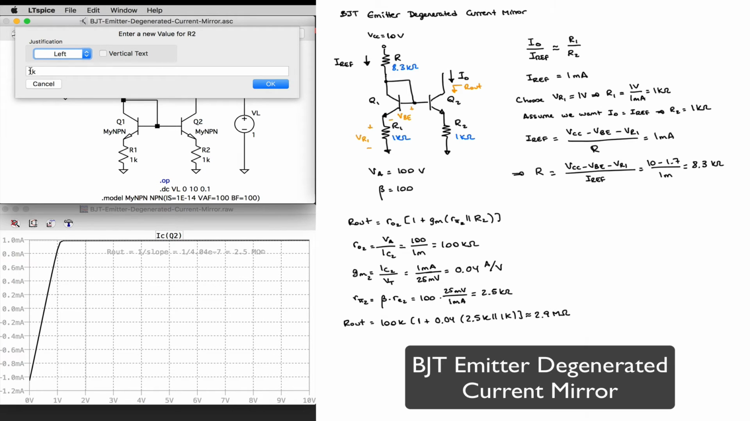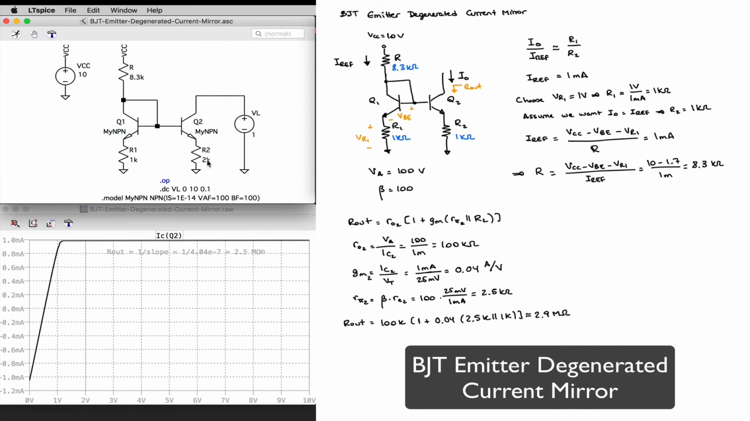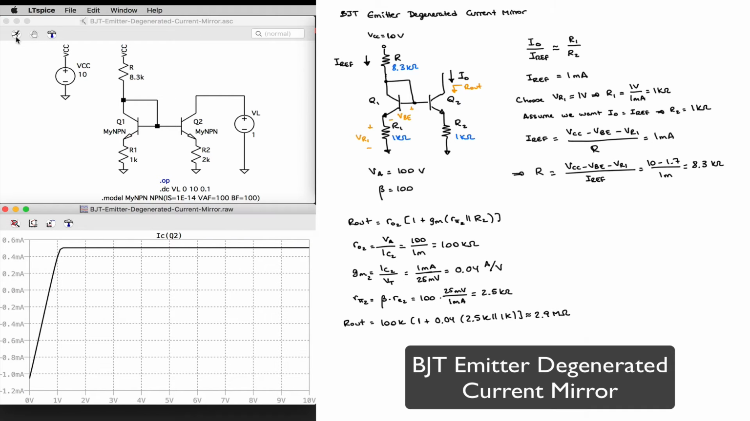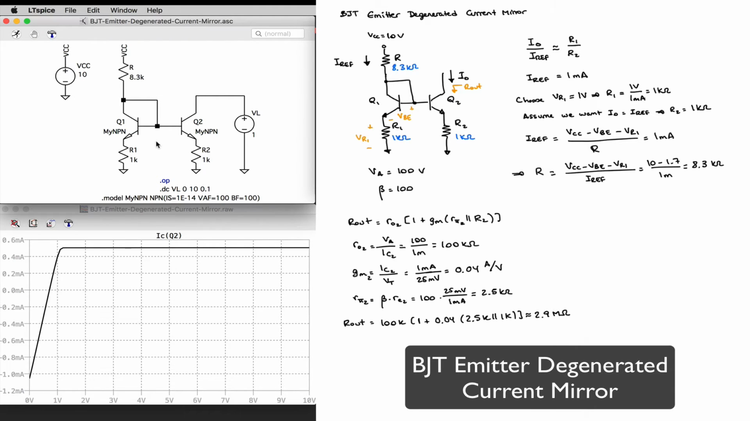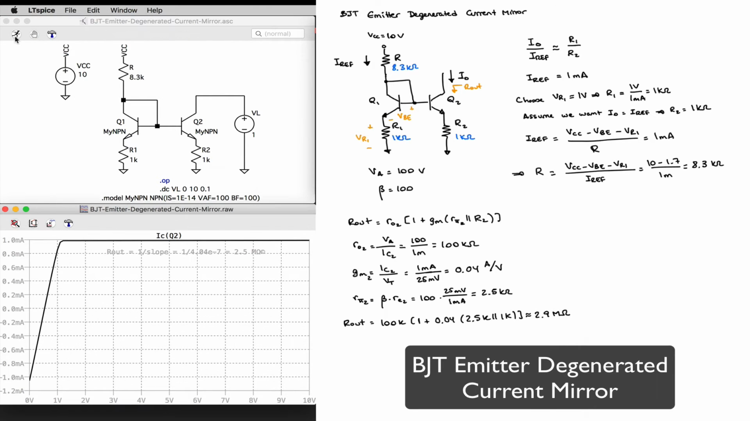So let's go ahead and put 2 kilo ohms. So I'll double my resistor in order to decrease my current by half. And I can do that. And we can see my text has disappeared, but we can see that I'm now sitting at the half milliamp. So if I put this back to 1K, I go back to my previous value. So that's it for the emitter-degenerated current mirror.